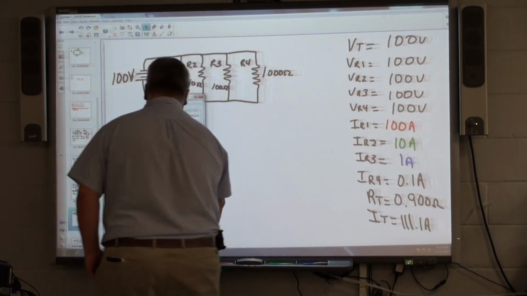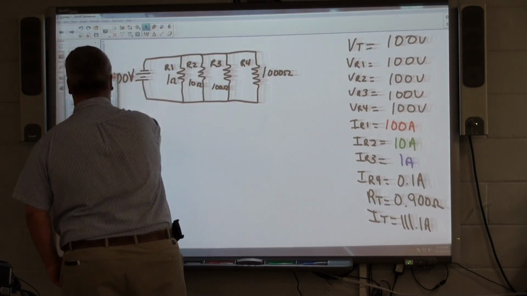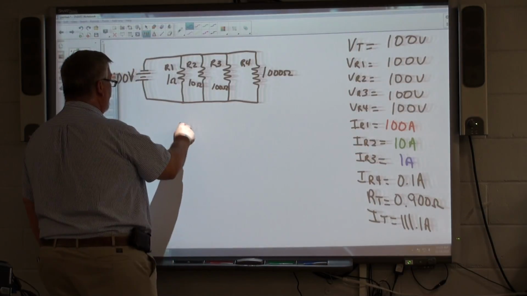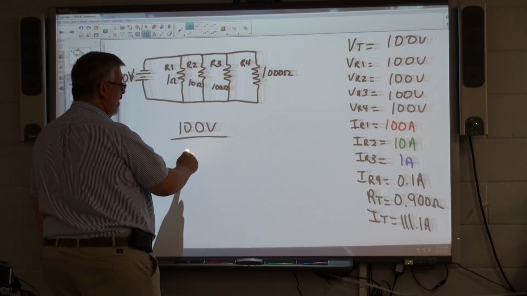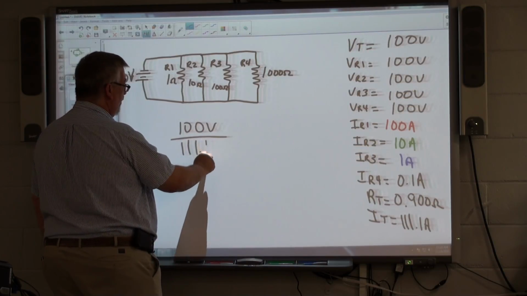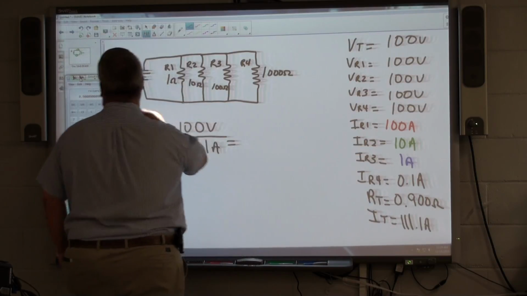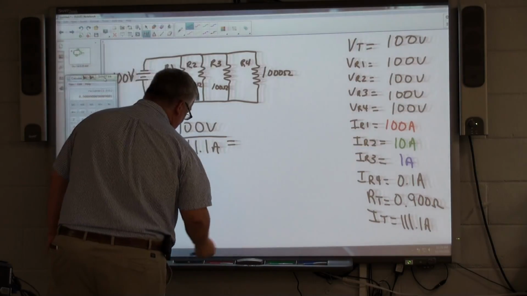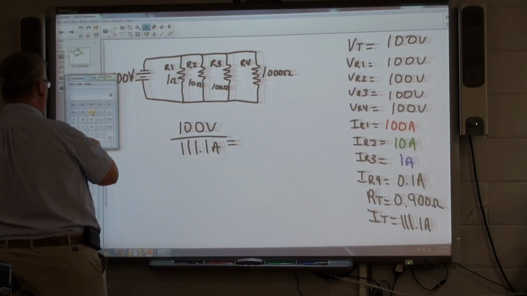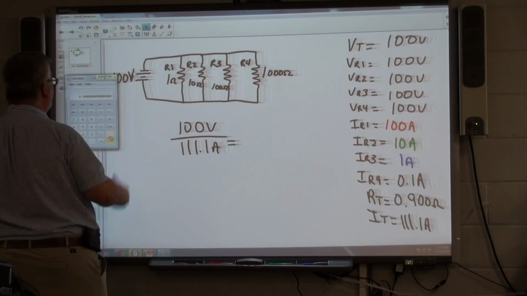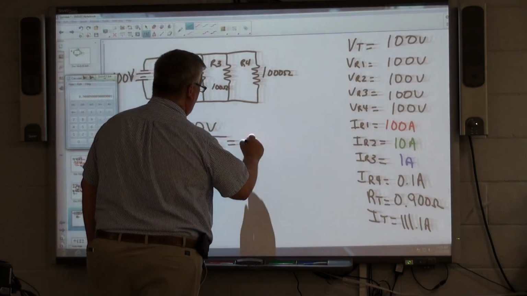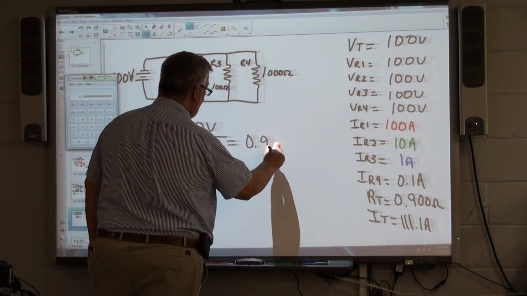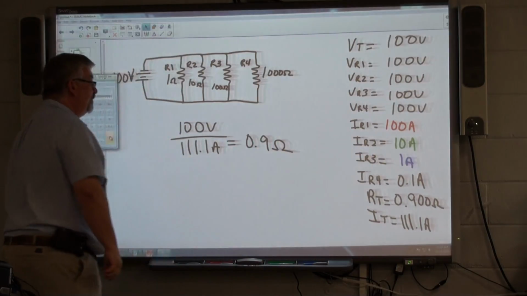Now let's see if that works out Ohm's law-wise. We had 100 volts divided by 111.1 amps. I got the calculator up here. 100 divided by 111.1 equals 0.9.